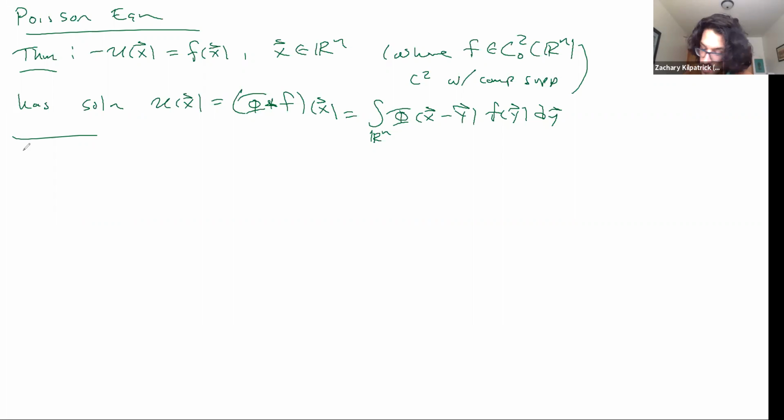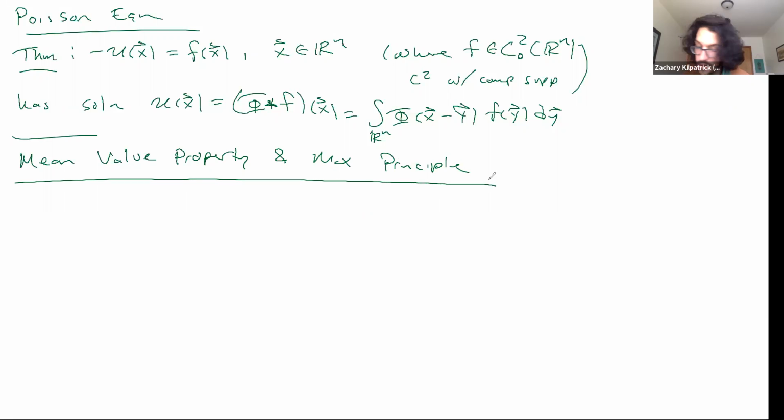So let's start today. In general, what we want to cover today is what's called the mean value property and the max principle. These are going to be useful for several things, proving uniqueness results, for instance. Let's start with a quick warm-up problem. Maybe take 5 to 10 minutes to work on this, and then we can go through it.